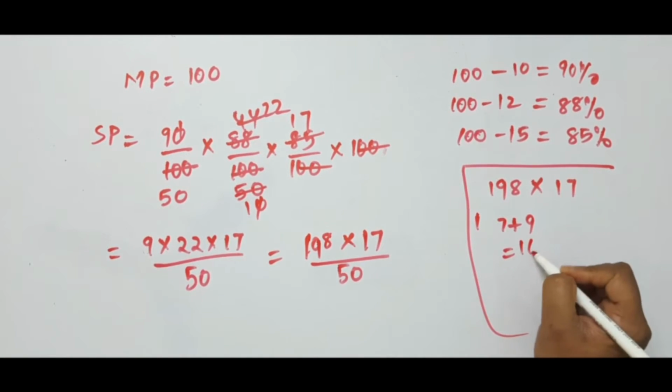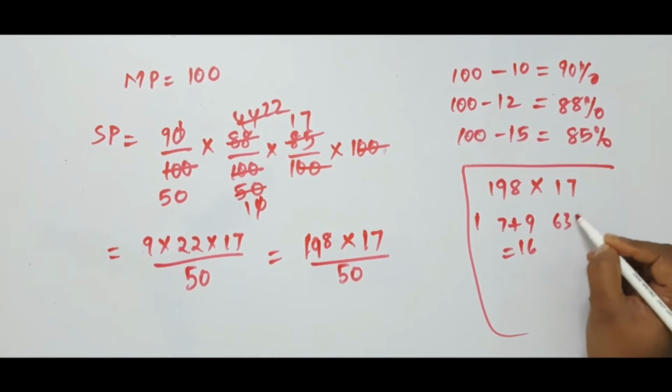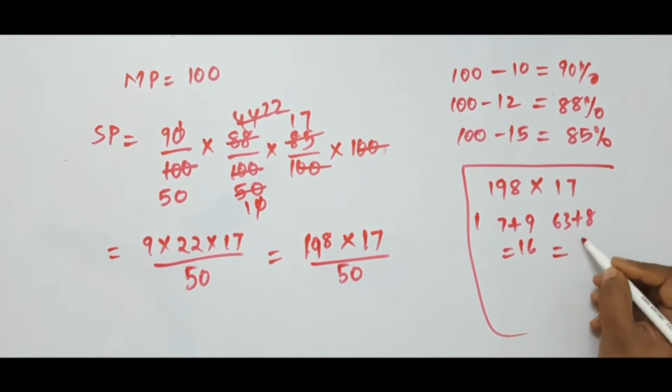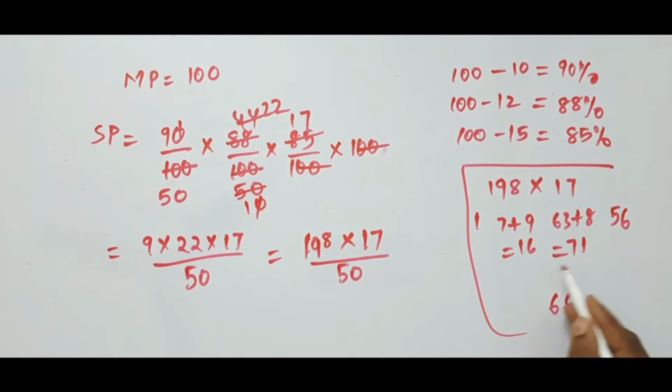This is equal to 16. 7 into 9 is 63, plus 8 into 1 is 8. This is equal to 3 plus 8 is 11, 1, and it is 71, and 8 into 7 is 56. So the final answer will be 6, and here 6, bring this 7 here, this becomes 13, 1, 2, so bring this 2 here, this becomes 3.